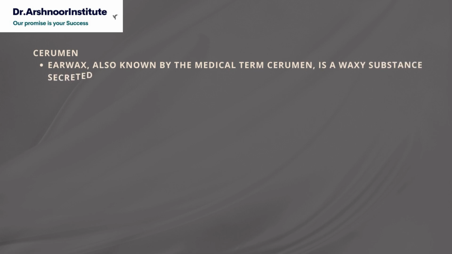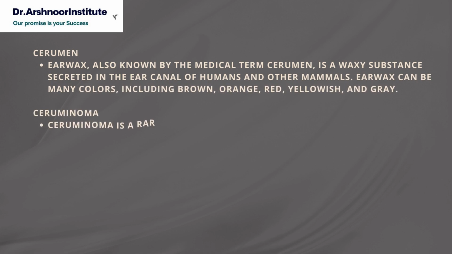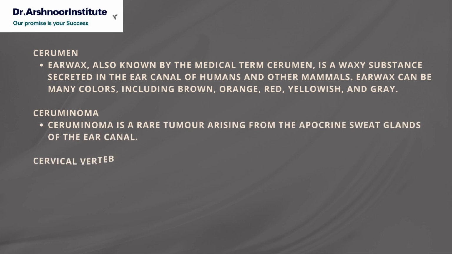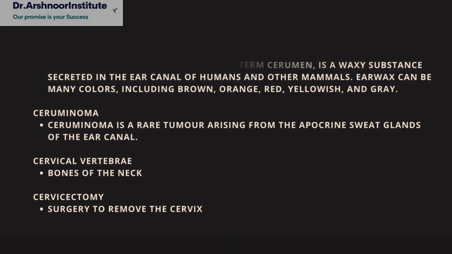Cerumen, earwax, also known by the medical term cerumen, is a waxy substance secreted in the ear canal of humans and other mammals. Earwax can be many colors, including brown, orange, red, yellowish, and gray. Ceruminoma is a rare tumor arising from the apocrine sweat glands of the ear canal. Cervical vertebrae, bones of the neck. Cervicectomy, surgery to remove the cervix. Cervicitis, inflammation of the cervix.